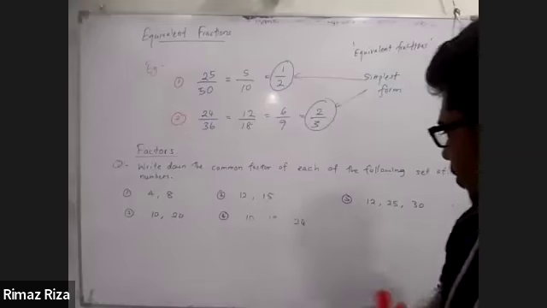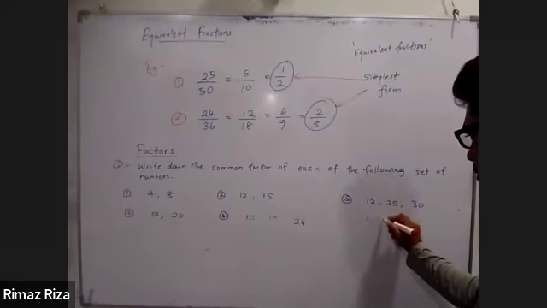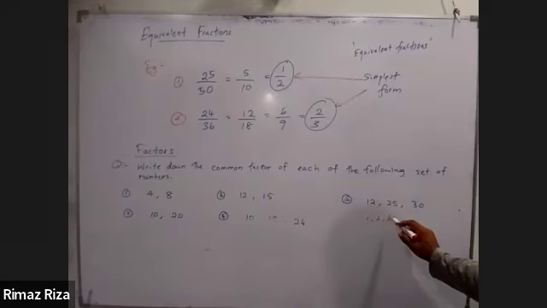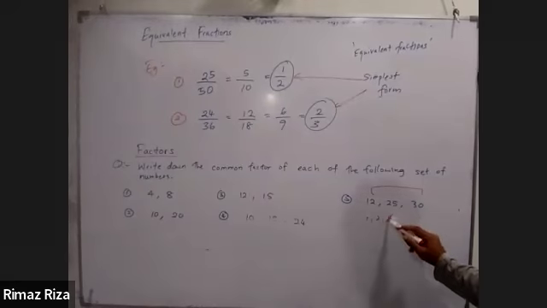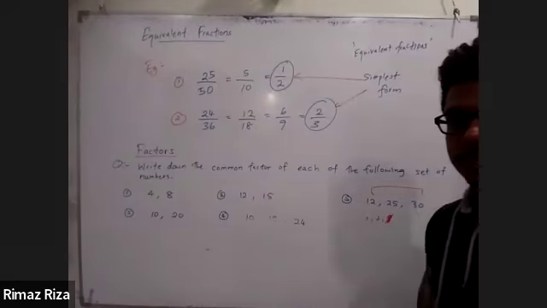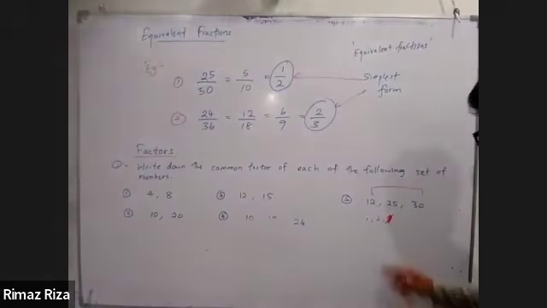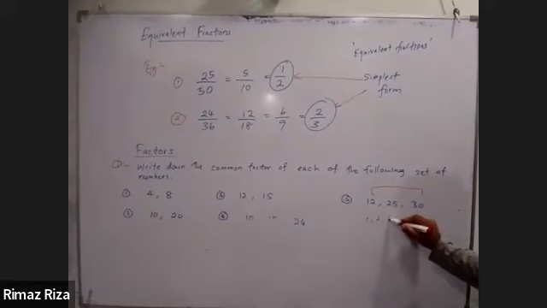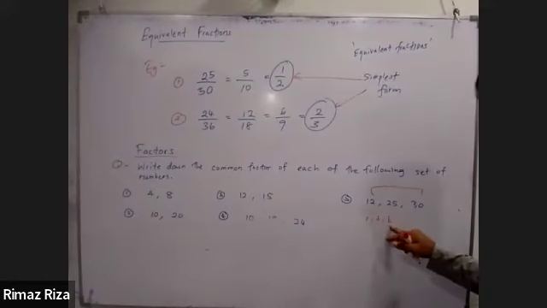So for the last one, you have 1, 2, 6. But 6 is a common factor for 12 and 30, but not for 25. Is it clear? 6 is a common factor of 30 and 12, but it is not a factor of 25. So therefore, it is not a common factor for 12, 25, and 30.